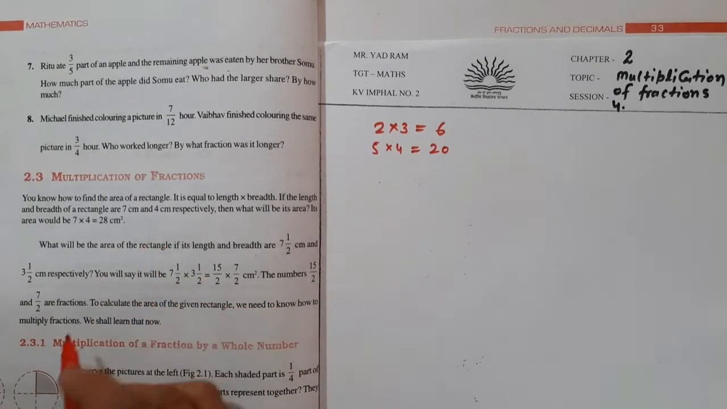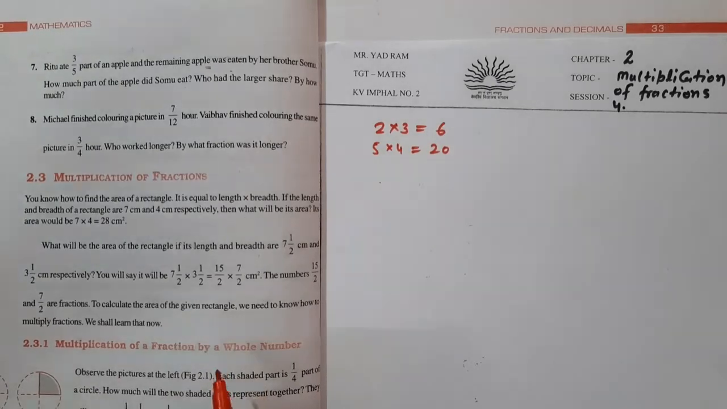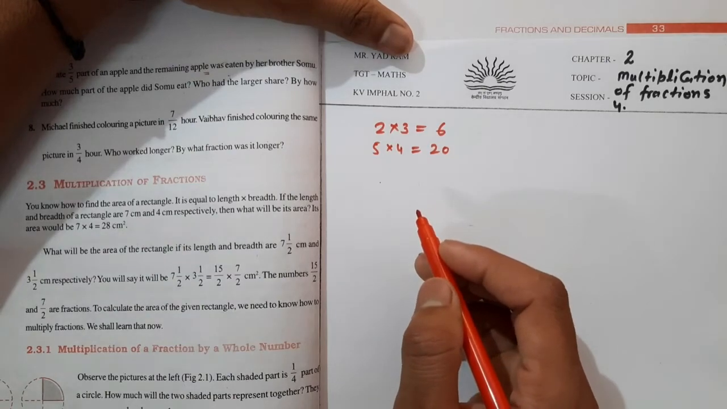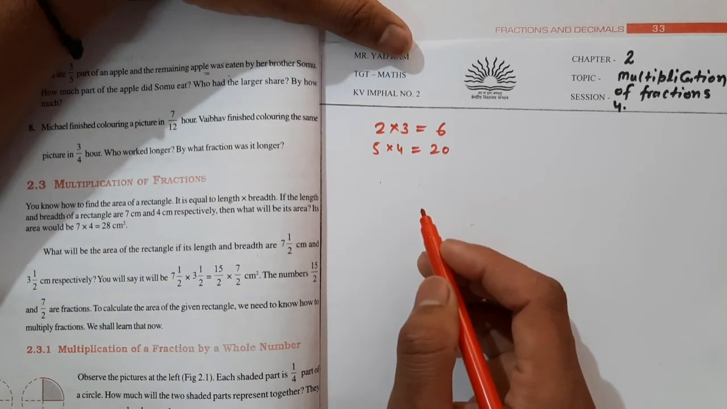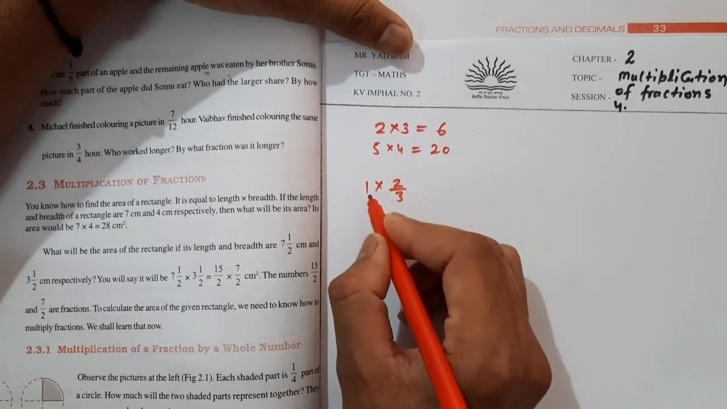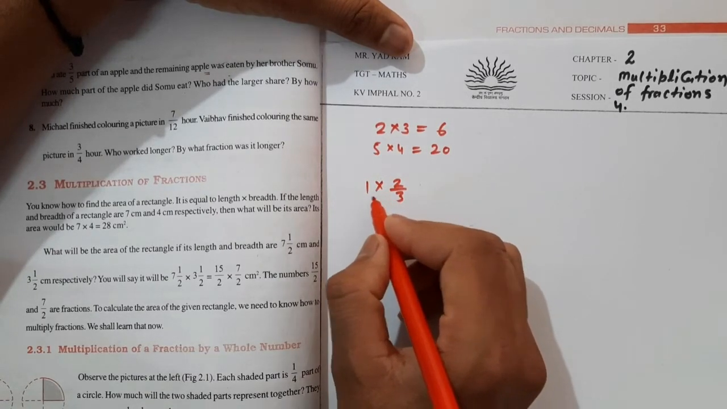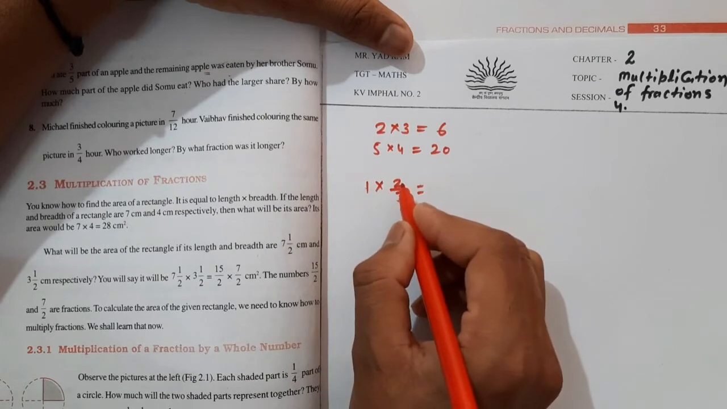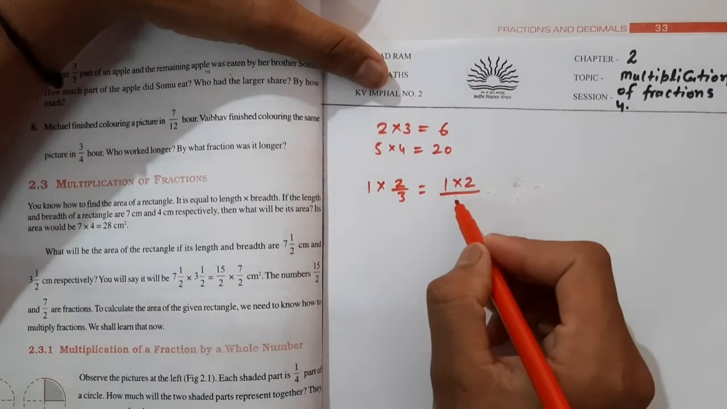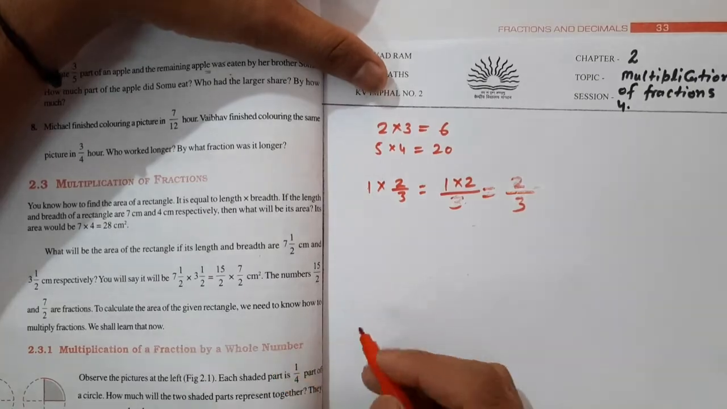So our first topic is multiplication of a fraction by a whole number. Here whole numbers are 0, 1, 2, 3, 4, 5, 6, 7 and so on. And the fraction, for example, 1 into 2 upon 3. Here 1 is a whole number and 2 upon 3 is a fraction. So we multiply 1 into 2. Here we write 1 into 2 upon 3. Here 1 into 2 is 2 upon 3.